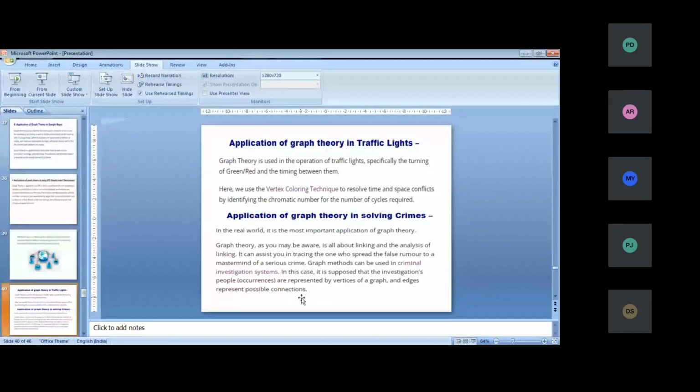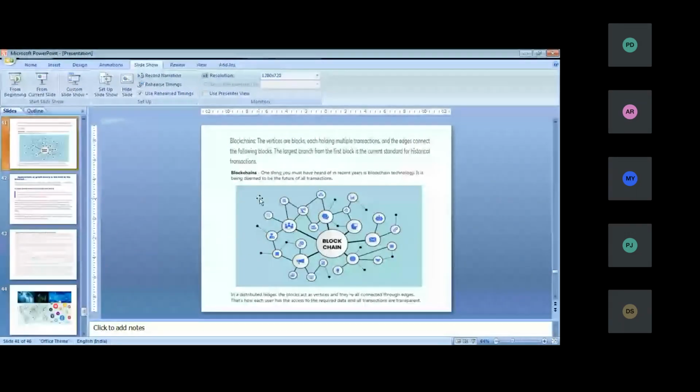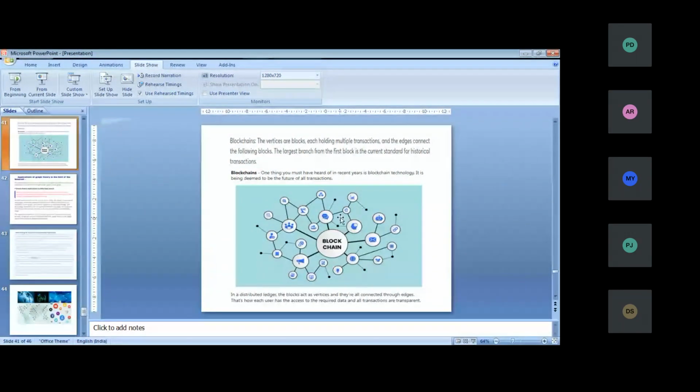And we are using graph theory in blockchain also. This is a booming technology now, which we are using in many fields. It's a new technology, blockchain technology. The vertices are blocks, each holding multiple transactions, and the edges connect to the following blocks. The longest branch from the first block is the current standard for historical transactions. This is an example of a blockchain diagram. We have vertices and edges connecting them, so it's a representation of the blockchain. Here also we are using graph theory, the vertices and edges.